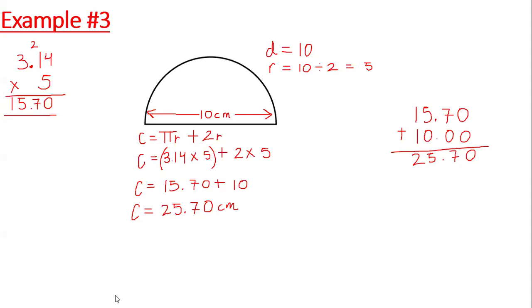I don't really understand how you get the 2 radius. So pi r plus 2r. That's a part of the formula. The 2r is 2 times the radius. Exactly. That would give you 10. And then you times it by the 3.14, the pi. Yes. And that's how we get 15.70.